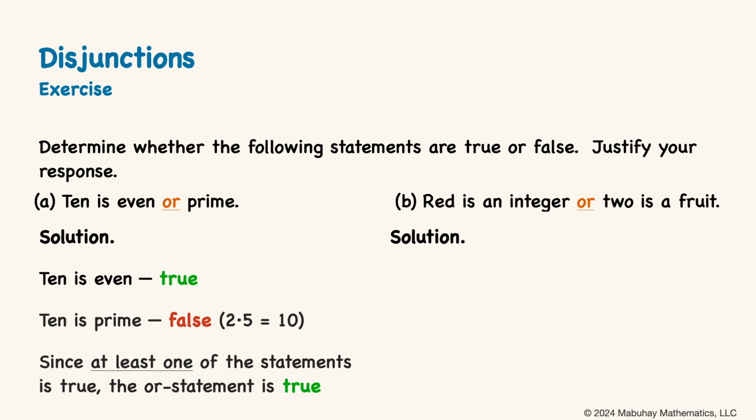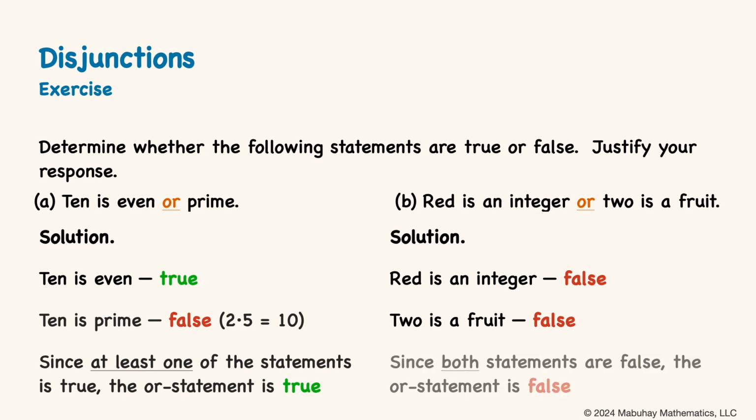Okay, part B, red is an integer or 2 is a fruit. We're going to use the standard understanding of integers and fruits. So red is an integer, false. It's not, it's a color, which is not an integer. And 2 is a fruit. False. Actually, 2 is an integer, but that's not what this says, so that doesn't matter. 2 is a number, which is not a fruit, so false. Both statements here are false, and so it doesn't meet the requirement for a true disjunction that at least one is true. So the or statement overall is false.